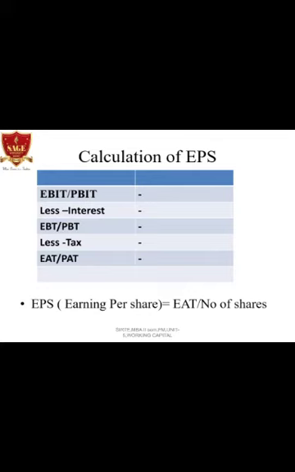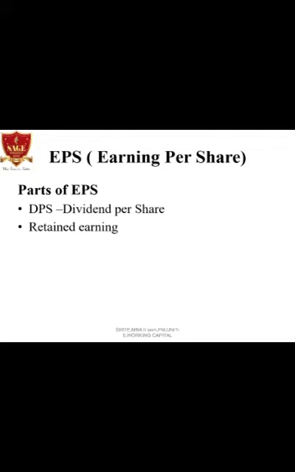EPS is what? EPS is the portion of the company's profit that is allocated to each outstanding share. EPS shows the financial health of the organization. Now, EPS is again divided into two parts, DPS and retained earning. DPS is the sum of declared dividend issued by the company for every share. Dividend is what the company is paying to the shareholders per share.